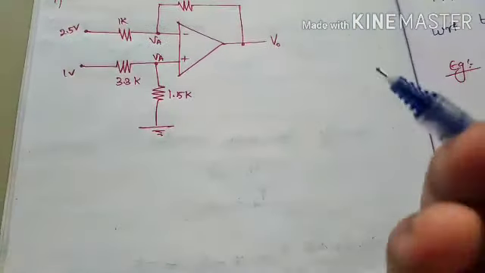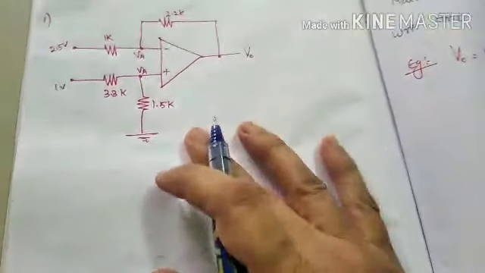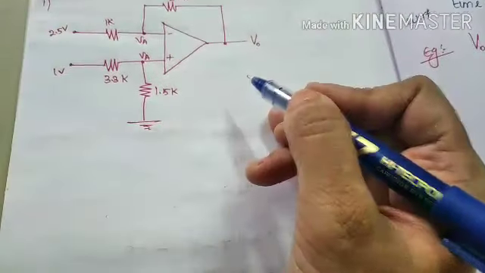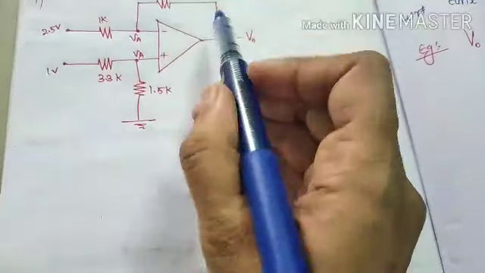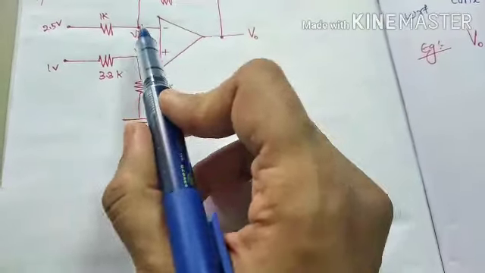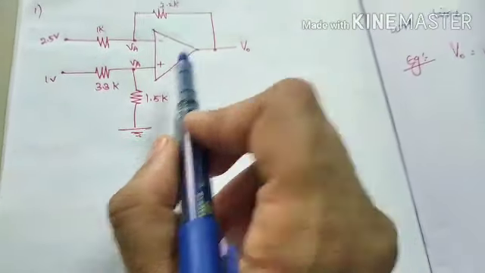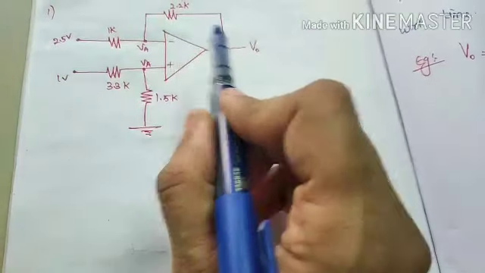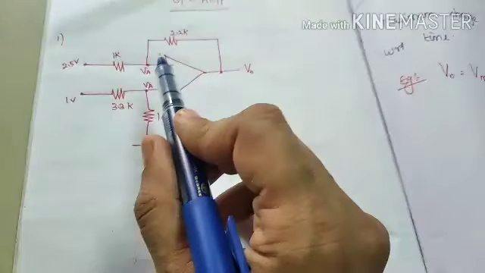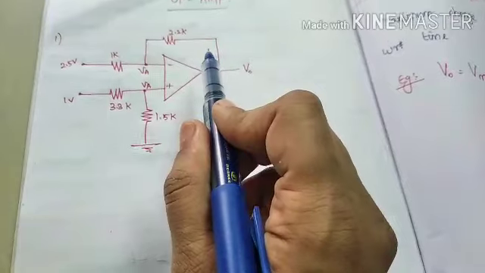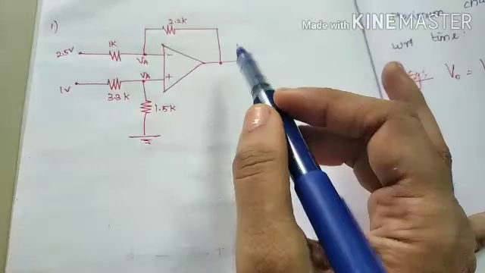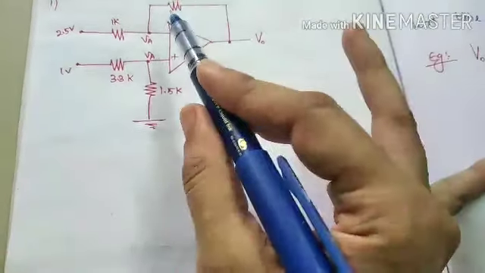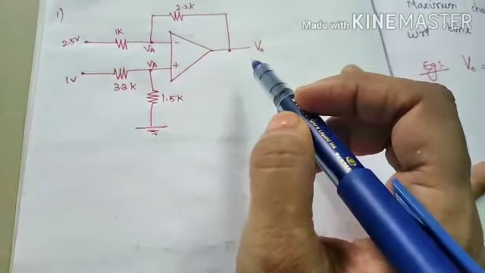First, we have to do some important steps while seeing this kind of op-amp circuit. First, see whether there is a feedback circuit, a feedback element, or not. Here, we are having a feedback element. Whether this feedback is positive feedback or negative feedback, you have to find.